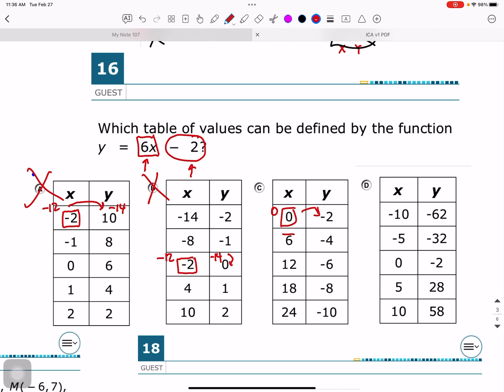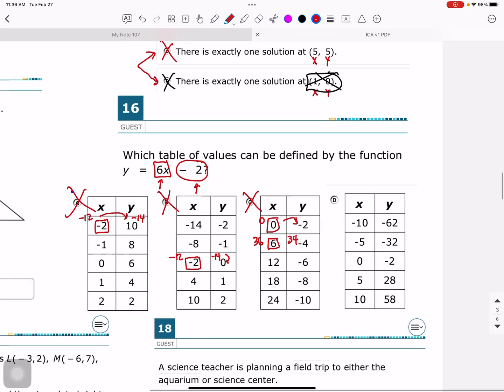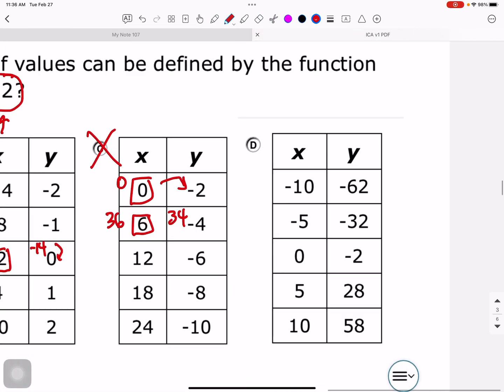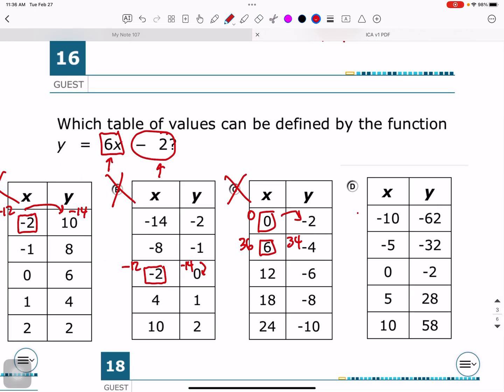6 times 6 is 36. Minus 2 is 34. This one does not work. All right, so it looks like it's going to be this one. Negative 10 times 6 is negative 60. Minus 2 is negative 62. Yep. Negative 5 times 6 is negative 30. Minus 2 is negative 32. 0 times 6 is 0. Minus 2 is negative 2. 6 times 5 is 30. Minus 2 is 28. 6 times 10 is 60. Minus 2 is 58. Yeah, it's this guy.